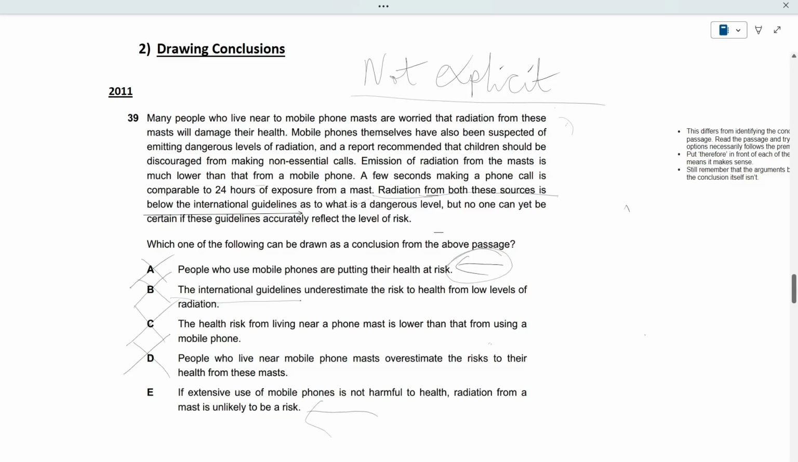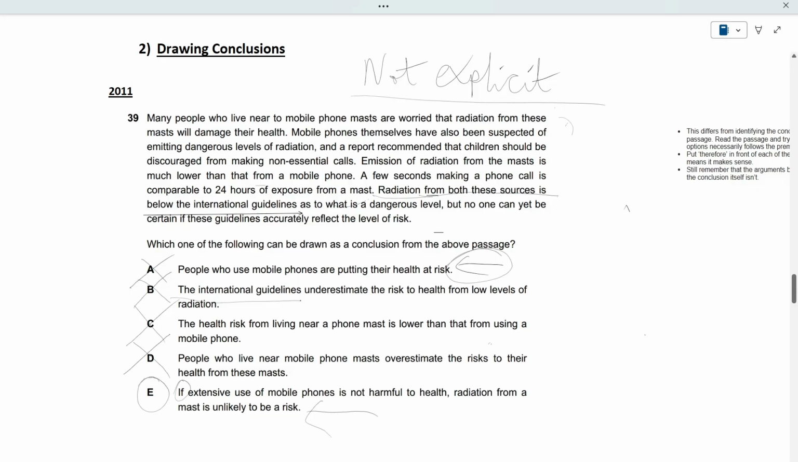It doesn't follow every premise here. Whereas if I said, therefore, if extensive use of mobile phones is not harmful to health, radiation from mobile phones is unlikely to be a risk, this works the best out of the five for multiple reasons. First of all, it has this conditional if. If extensive use of mobile phones is not harmful to health. The paragraph at no point says that mobile phones are or are not harmful to health. So the conditional is good in this case.